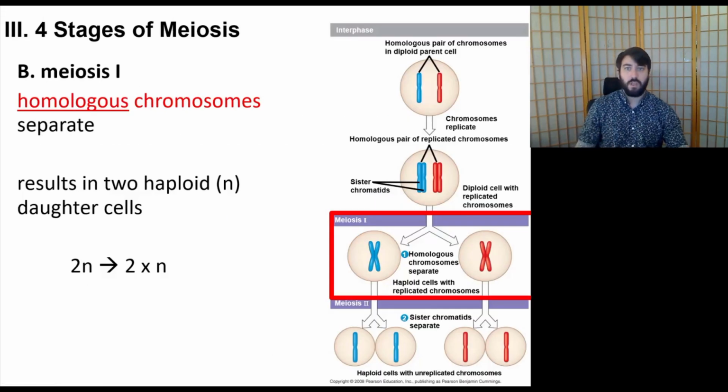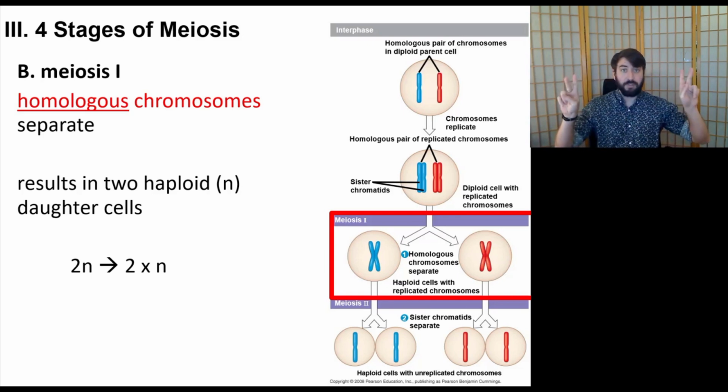Now, this figure on our right here does a pretty good job at summarizing what happens in meiosis 1. As we can see, homologous chromosomes are separated. In other words, the copies of mom's chromosomes have moved away from the copies of dad's chromosomes by the end of meiosis 1. This results in 2 haploid daughter cells, where you're going from 2n to 2 times n, right?